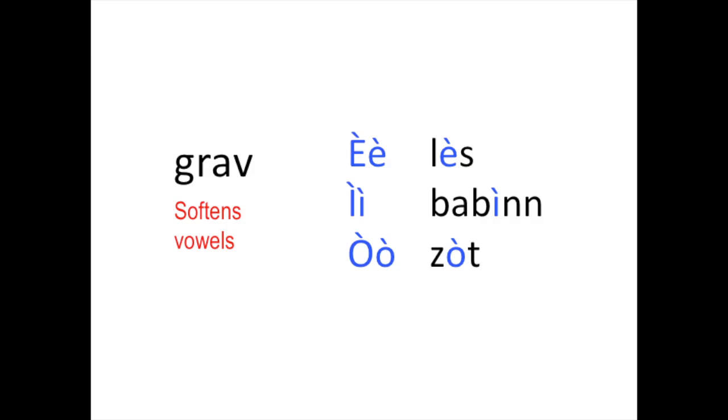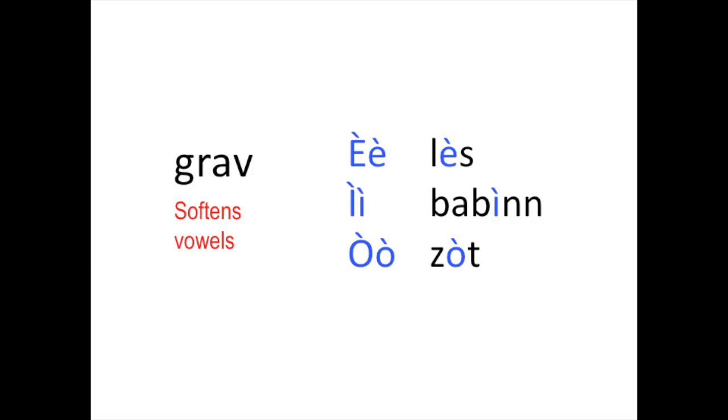When the grave is over the I, by itself it is E, and with the grave, it's I. So a short I sound. And we get words like babin. Babin is one of the ways we say pout. It can also mean mouth, and it can also mean lips.